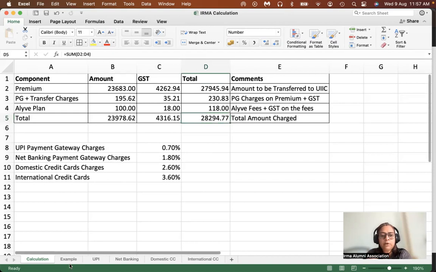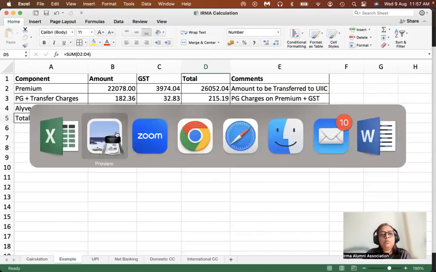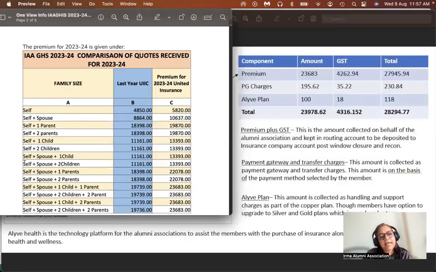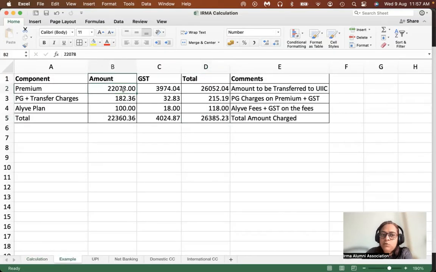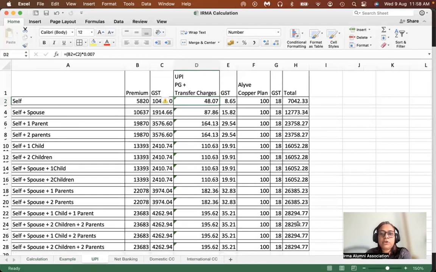When we total all these three things that we are making payments for, the total amount comes to 28,294.77. I will also give you another example of somebody who has taken a self plus spouse plus two parents plan, which is 22,078 rupees. Please have a look here. Considering we are making UPI payments, I have calculated the payment gateway charges, and here you have the total payment gateway charges and the total Alive plan charges. So the total amount comes to 26,385.23 rupees.